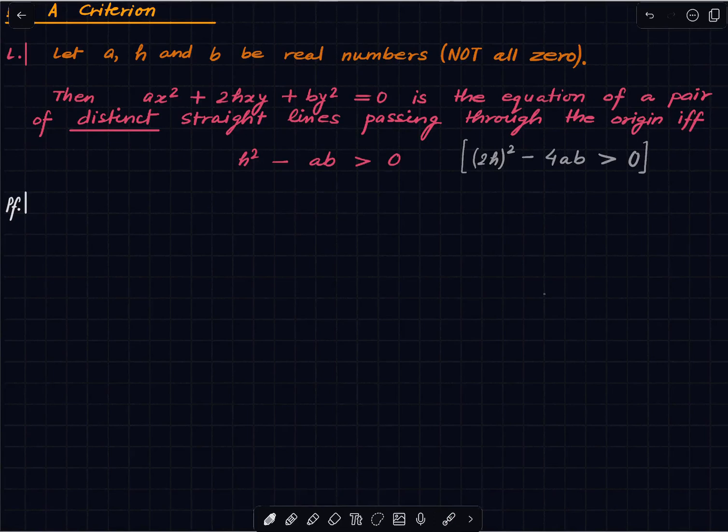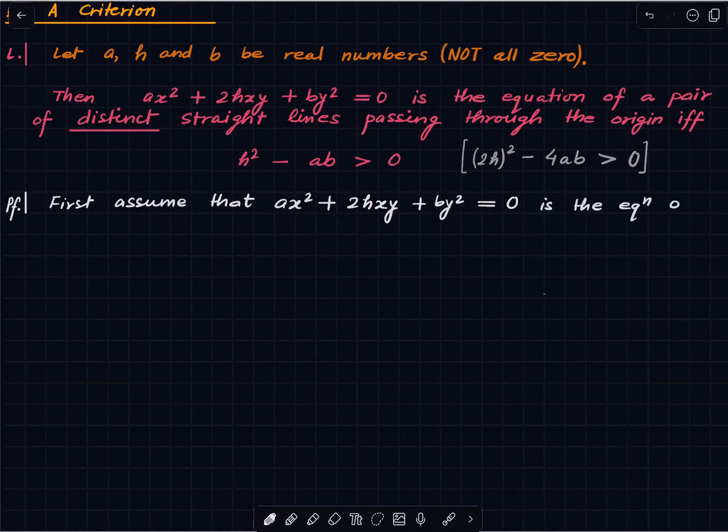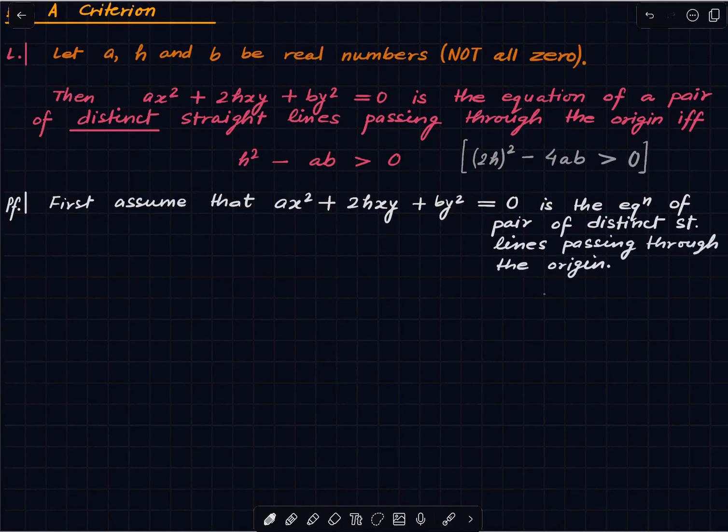So we assume that this thing is the equation of a pair of distinct straight lines passing through the origin. Okay, so we want to prove that. Right, this is what we want to do.